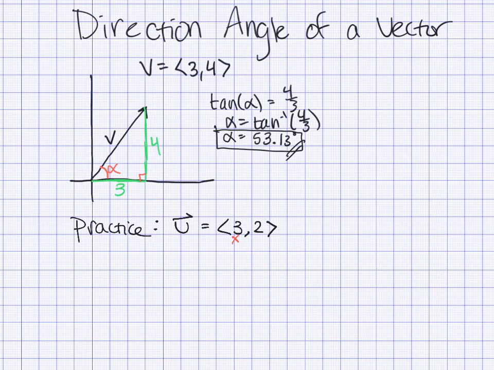Okay, well, let's see. 3 is my x value. That's going to be my cosine. You can think of it that way. 2 is going to be my y value, or my sine. I know tangent is sine over cosine, or y over x. So I'm going to say that tangent of alpha, or my angle, is going to be 2 over 3. I'm going to use tangent inverse on both sides. Plug that into my calculator, and I get alpha is 33.69 degrees. And there you go.